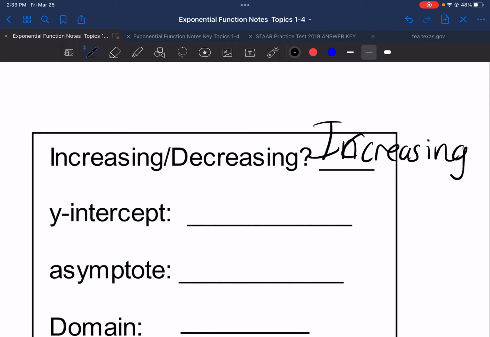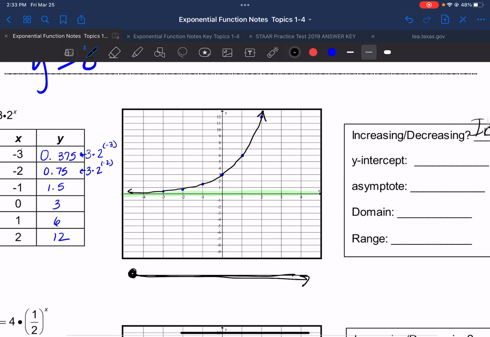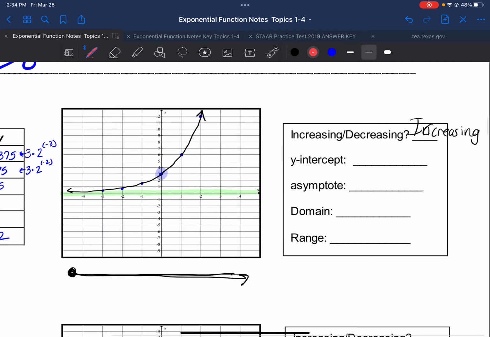Increasing. Bam. All right. What is my y-intercept? We already know where my y-intercept is. It's where my graph crosses my y-axis. That's right here. Here's my y-intercept. So what is that point? That's 0, 3.